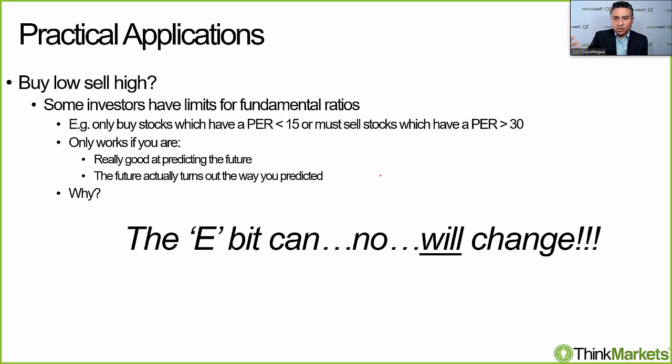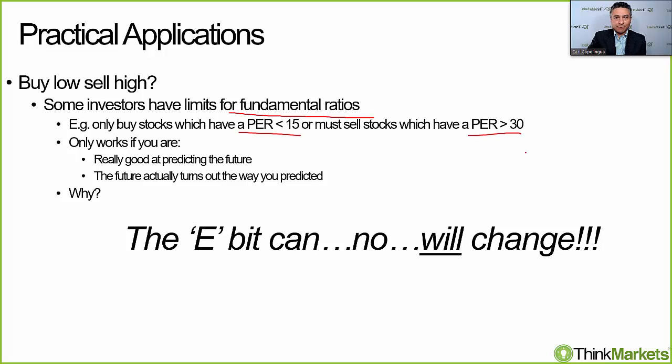Okay. We'll finish off this practical look. How do we use these things? Some investors have limits for their fundamental ratios. For example, some investors will only buy stocks that have a PE less than 15, and when that PE eventually rises above 30, they'll get out. So it's a system of getting in and getting out.